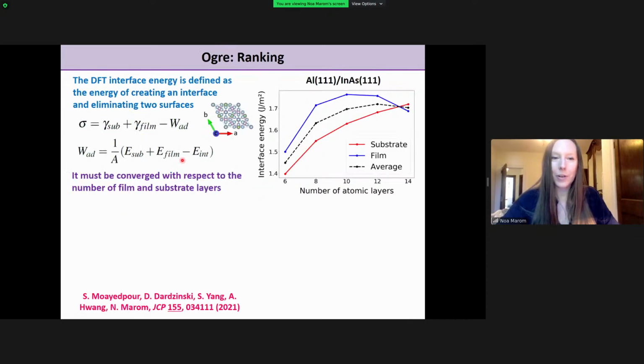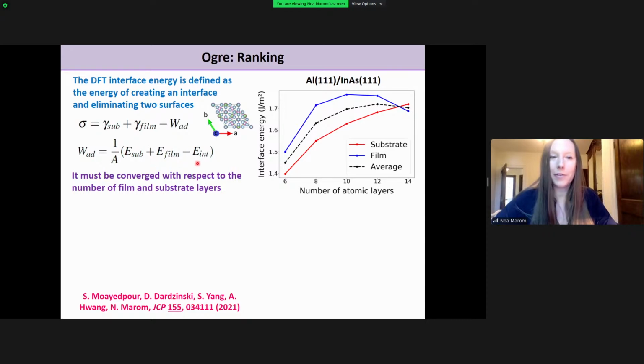So after we do lattice matching and then we do surface matching for all the lattice matched candidates, we have to rank the resulting interfaces in order of stability. So in principle, you could do that with DFT. And we have the definition here of the interface energy, which is the energy that it takes to eliminate two surfaces and create the interface. So we have the two surface energy contributions here, and then you have the adhesion energy between the substrate and film at the interface. And the adhesion energy is defined as the energy of the isolated substrate plus the energy of the isolated film minus the energy of the interface, where all of these are DFT total energies, and they're divided by the interface area.